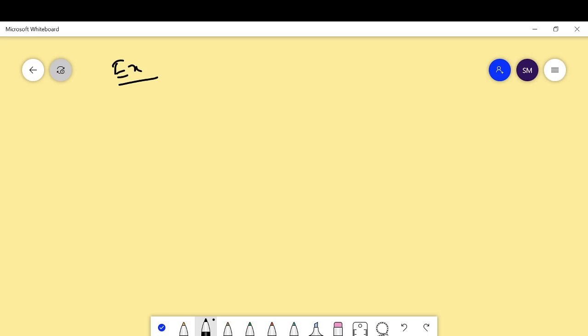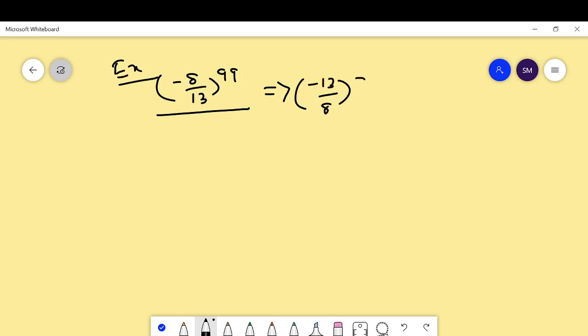Suppose you have to find out, given minus 8 upon 13 to the power 99, the reciprocal of this rational number. Then how can you find out? The reciprocal of minus 8 upon 13 to the power 99 can be written as minus 8 upon 13 to the power minus 99. This is also the reciprocal of this.